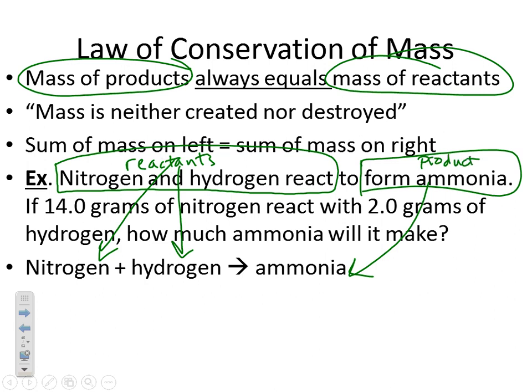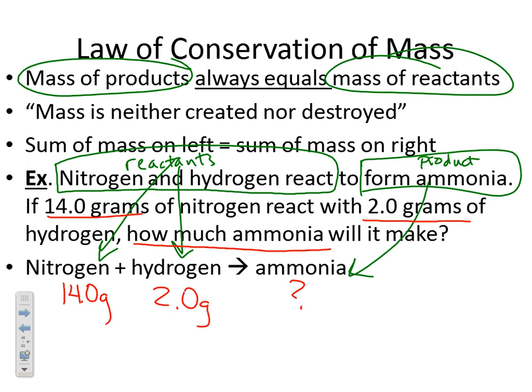Notice that we don't even need to know the correct formulas. And it says if 14 grams of nitrogen, what I like to do in these types of problems is take this number and write it underneath where it is in the reaction, so it's right underneath the nitrogen. 14 grams of nitrogen react with 2 grams of hydrogen. How much ammonia will it make? I like to put a question mark to indicate that's what I'm solving for. Well, nitrogen plus hydrogen yield ammonia.